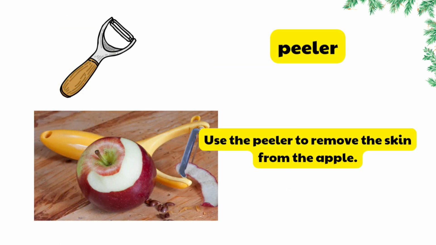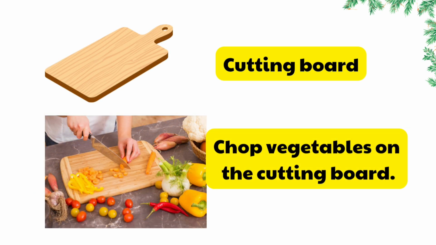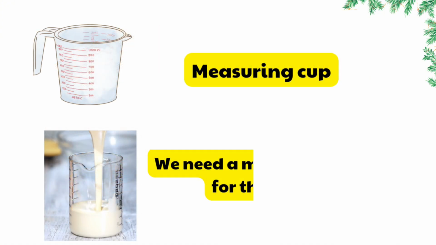Peeler. Use your peeler to remove the skin from the apple. Cutting board. Chop vegetables on the cutting board.